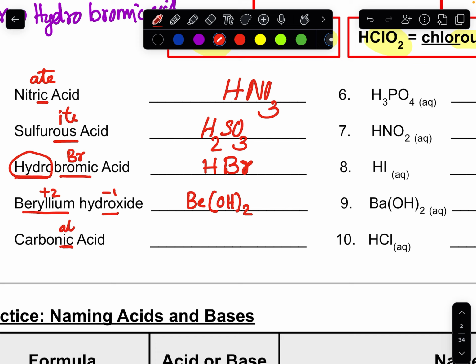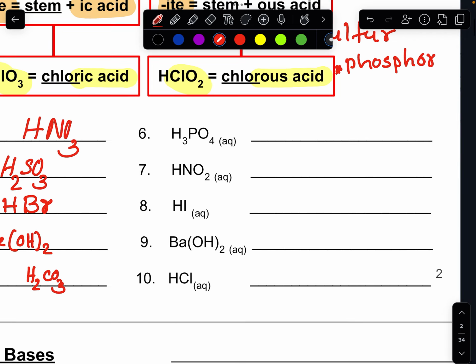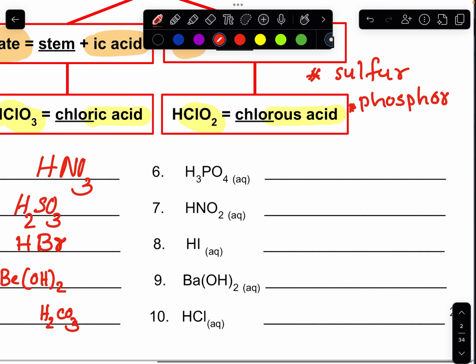Next one, carbonic acid. Okay, ic means ate. You will write in carbonate, which is CO3 minus 2. So H2CO3. So that is the acid in soda, right? Okay, then we are going to write the names now.